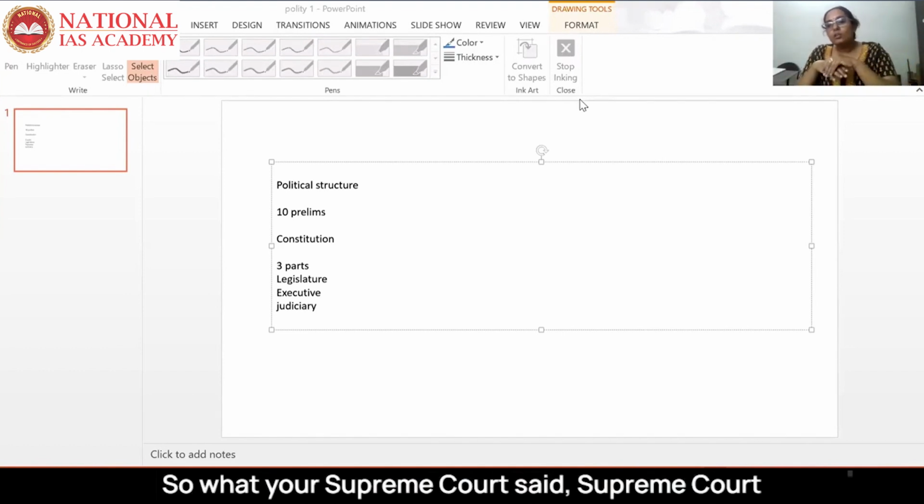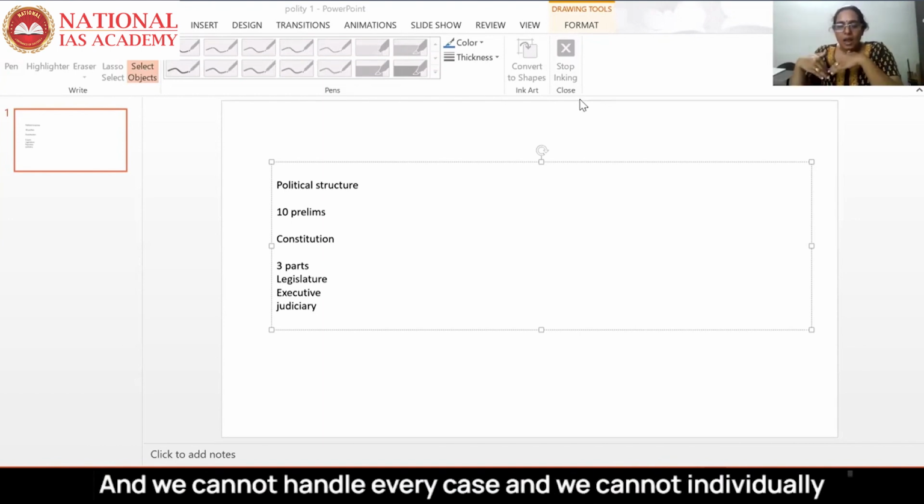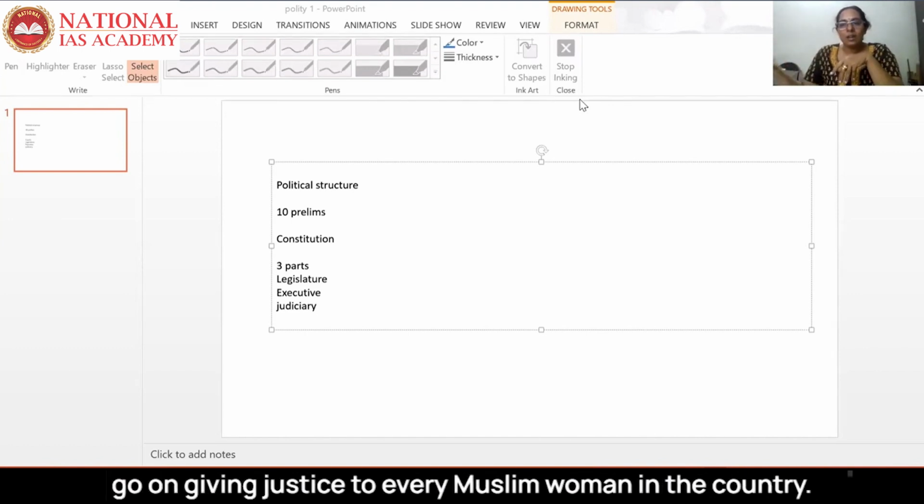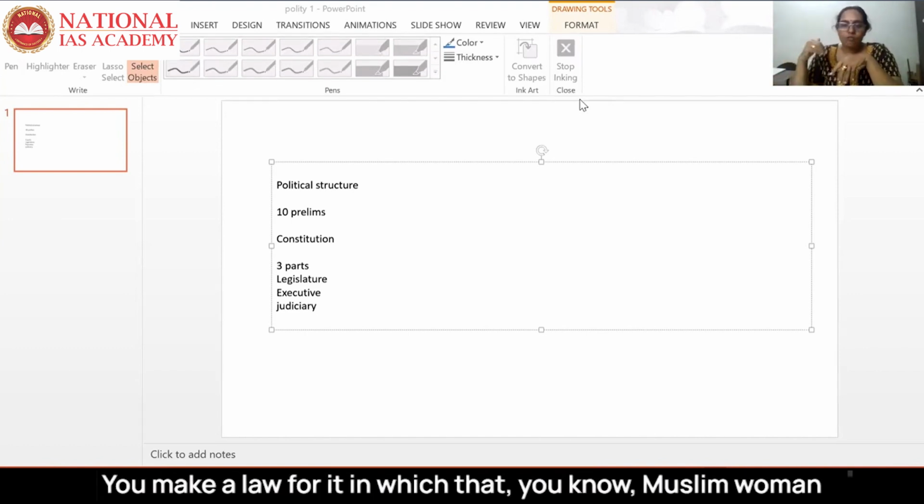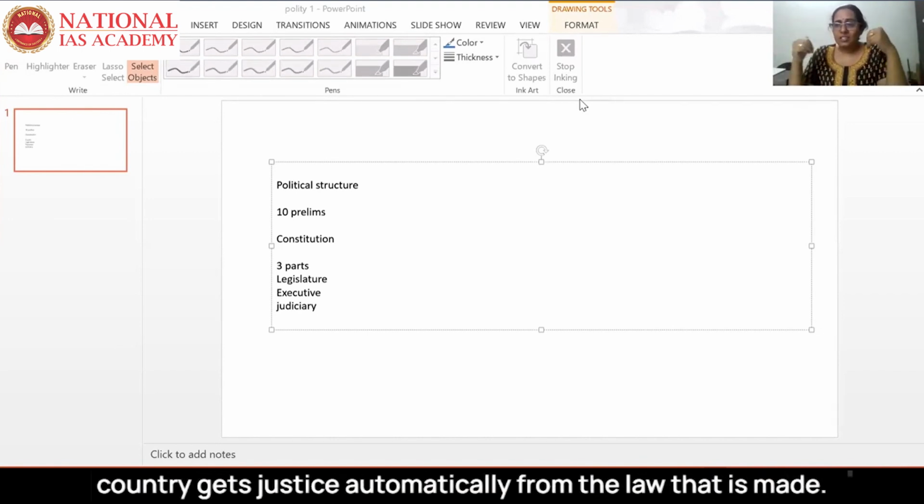So what your Supreme Court said was, cases of triple talaq are increasing in the court, and we cannot handle every case, and we cannot individually go on giving justice to every Muslim woman in the country. You make a law for it, in which a Muslim woman belonging anywhere in the country gets justice automatically from the law that is made.